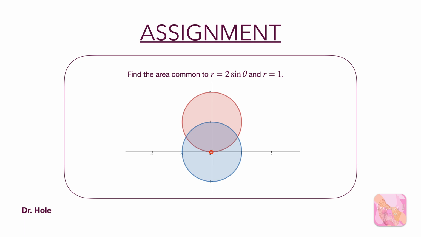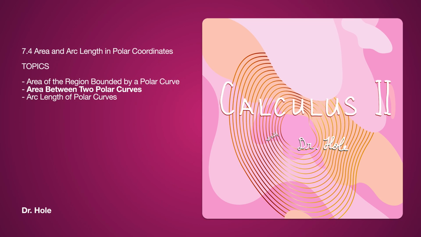So what you should find is that you're going to integrate once from 0 to pi over 6 using the red curve, and then again from pi over 6 to pi over 2 using the blue curve, and then add those values. Nice. So that's area between two curves.